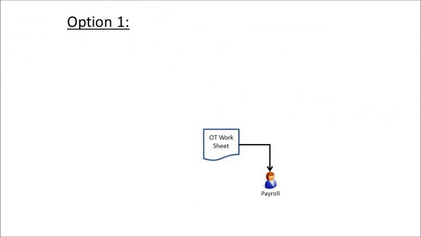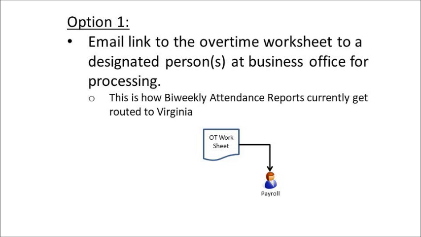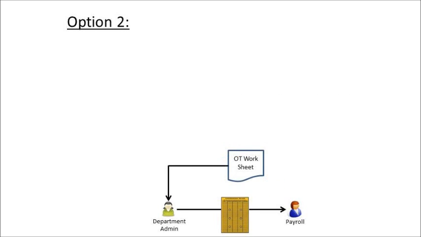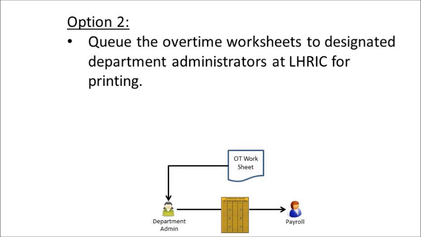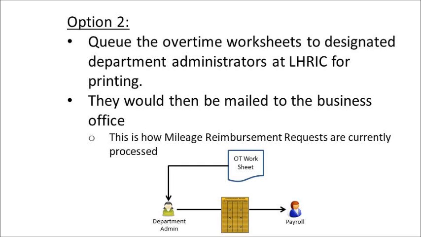The first option would work pretty much the same way the biweekly attendance reports currently work. We would email a link to the overtime worksheet to a designated person or people at the business office in the payroll area for processing. Option number 2 would work how mileage reimbursement requests currently process. That is to queue the overtime worksheets to designated department administrators at LHRIC for printing. They would then be mailed to the business office for processing by somebody in payroll there.